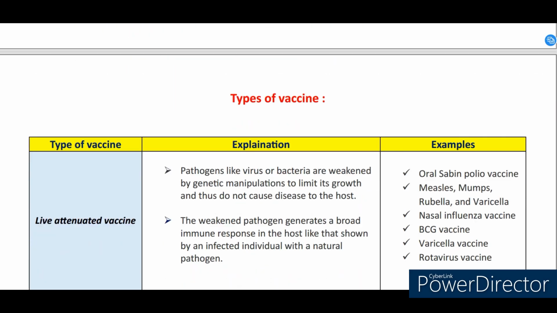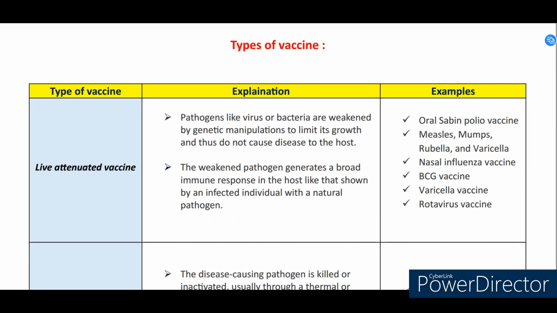Now coming to the types of vaccines, first is the live attenuated vaccine where the pathogens like virus or bacteria are weakened by genetic manipulations to limit its growth and thus do not cause disease to the host. The weakened pathogen generates a broad immune response in the host like that shown by an infected individual with a natural pathogen. Examples include oral Sabin polio vaccine, measles, mumps, rubella and varicella, nasal influenza vaccine, BCG and rotavirus.